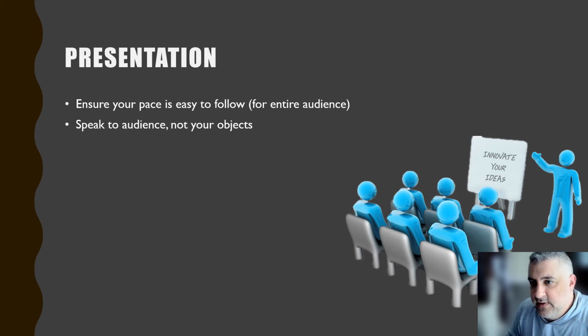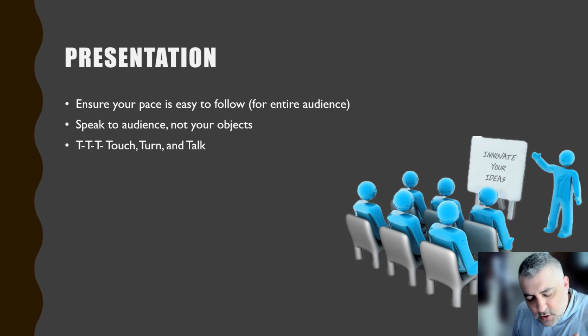Well, there's 3 T's for that. The first one is touch. Touch your items. And once you touch your items, you want to turn back to your audience so they can see that you are still paying attention to them as well as what you're doing. So touch, then turn and continue to talk and have a conversation with your audience.